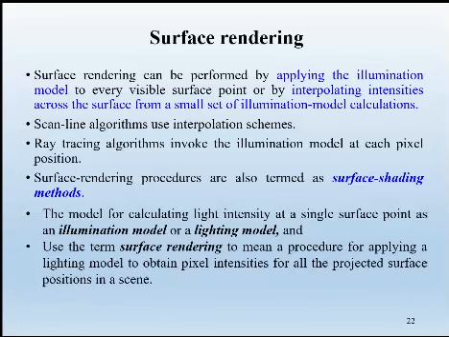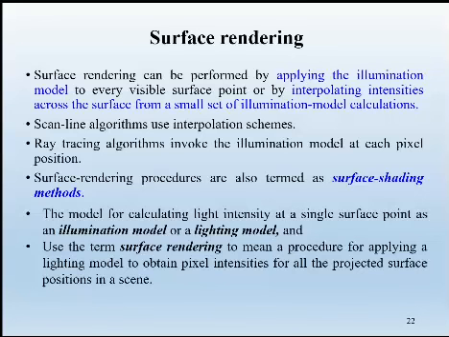Now, the scanline algorithm uses an interpolation scheme. We have seen interpolation in the previous unit also, so you can read those definitions for interpolation, approximation and interpolation. Ray tracing algorithms invoke, these are only the definitions, and we are going to study them in detail afterwards. So, the ray tracing algorithm invokes the illumination model at each pixel position. At every pixel position it invokes an illumination model and finds out the light intensity at that particular pixel position. Surface rendering procedures are also known as surface shading methods.